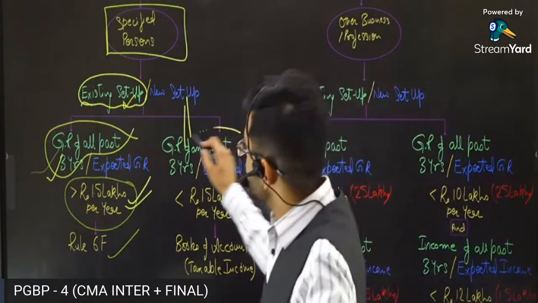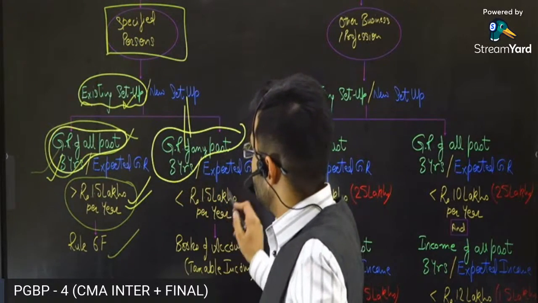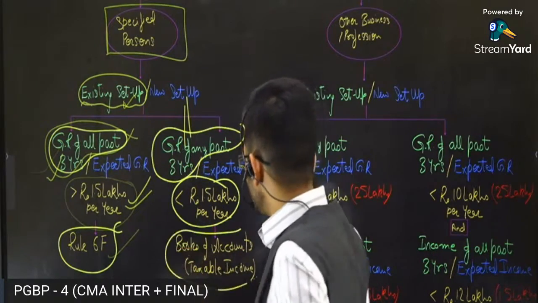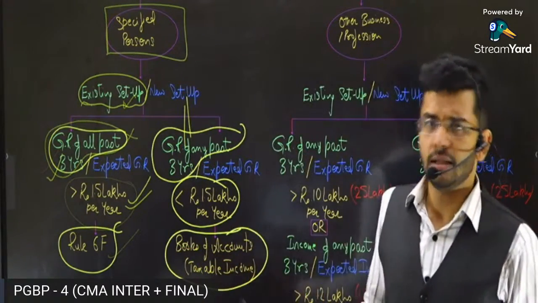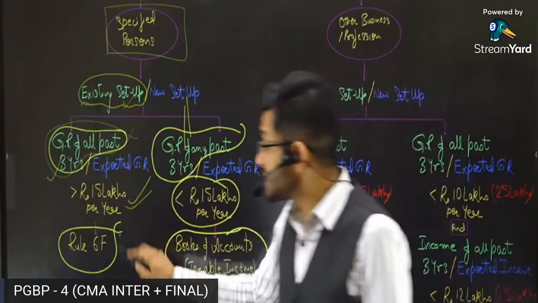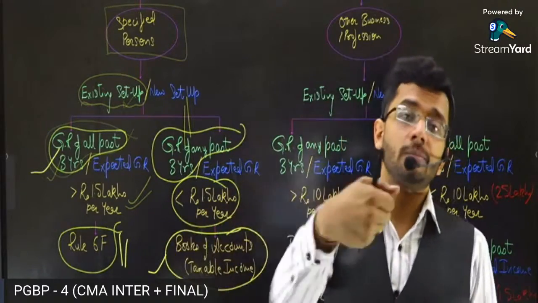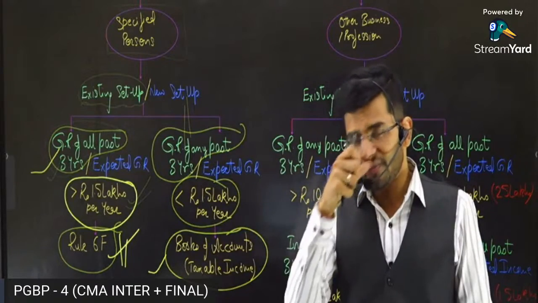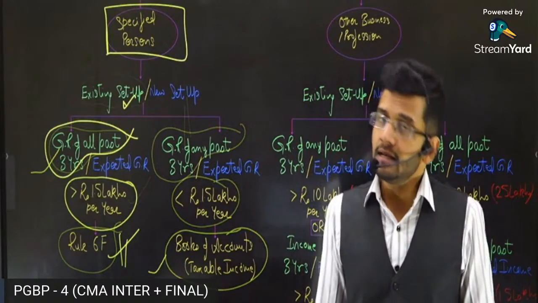And if your gross receipts of any of the past years is less than 1.5 lakh rupees, then you are required to prepare your books of accounts normally to compute the taxable income. That's it. Then, Rule 6F. Rule 6F is the stringent provision where more specified books of accounts are required to be prepared by an assessee.